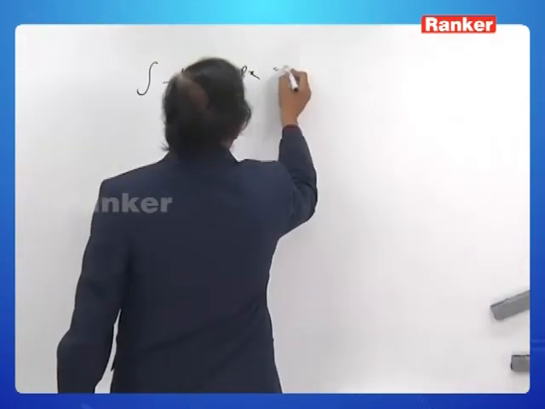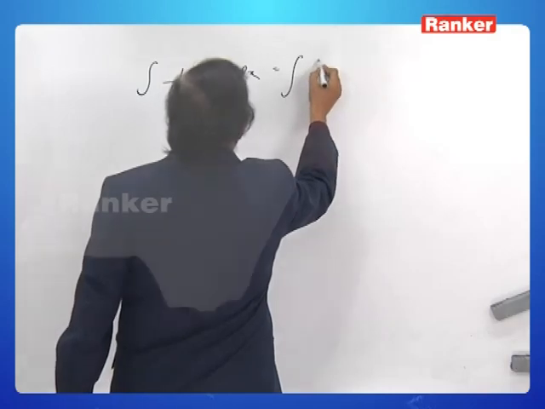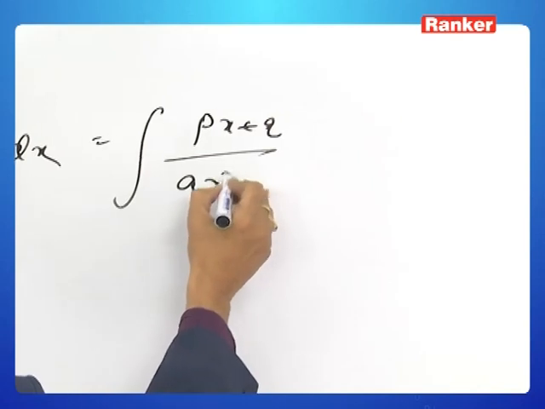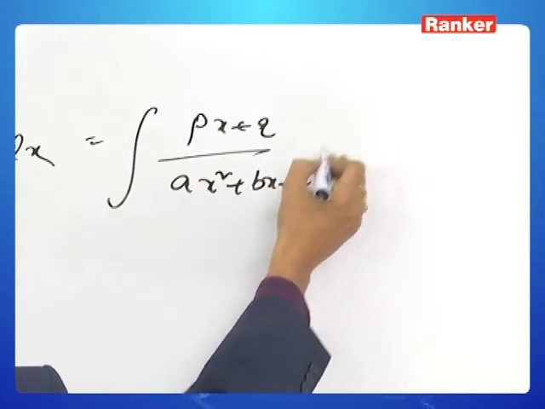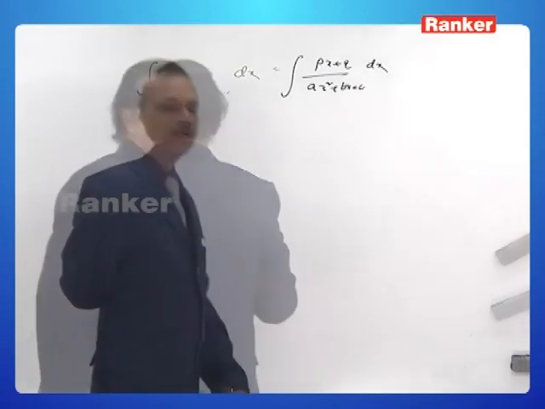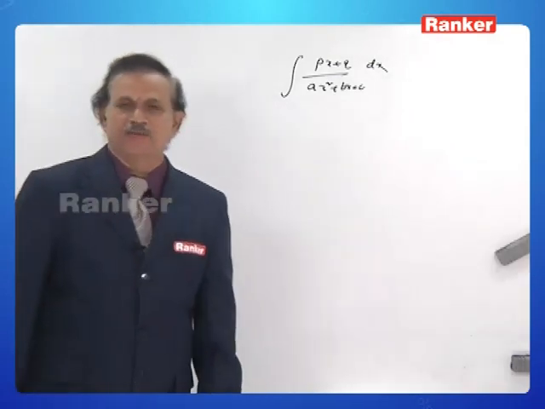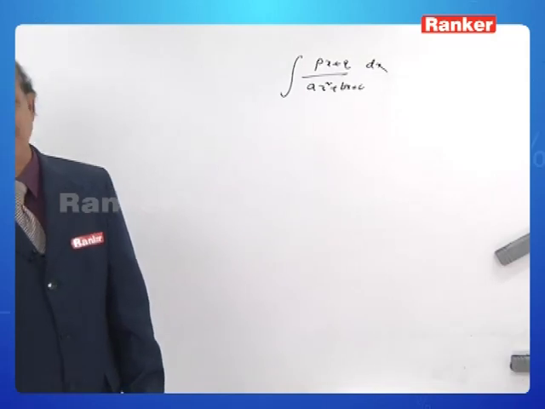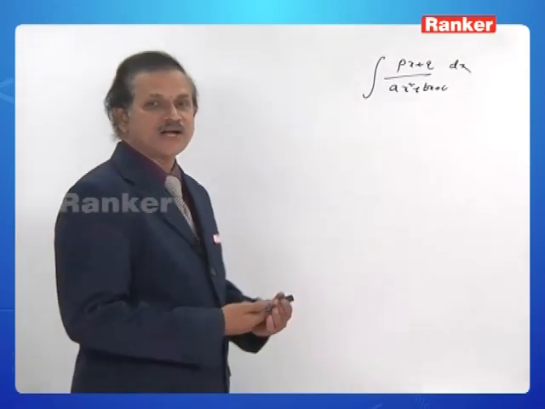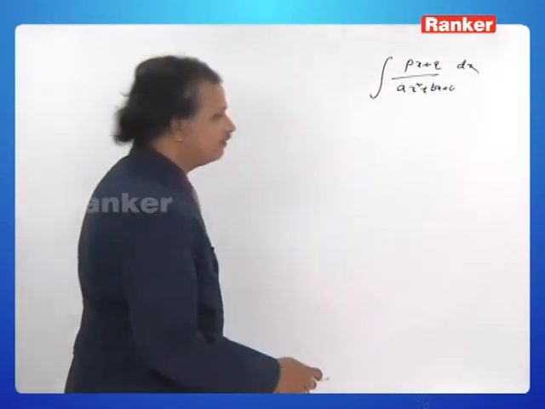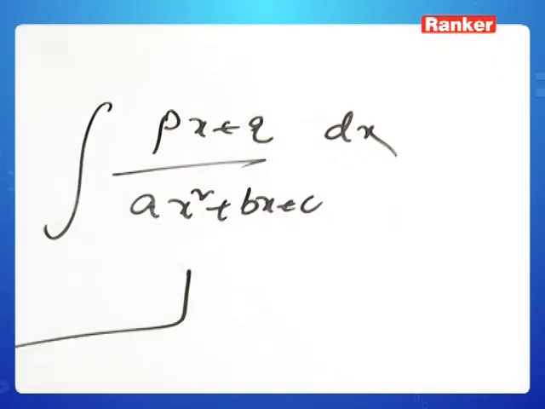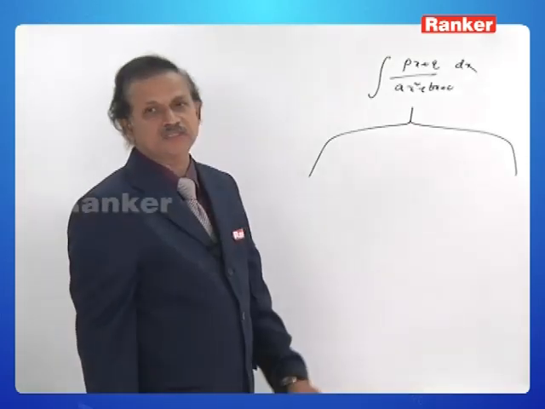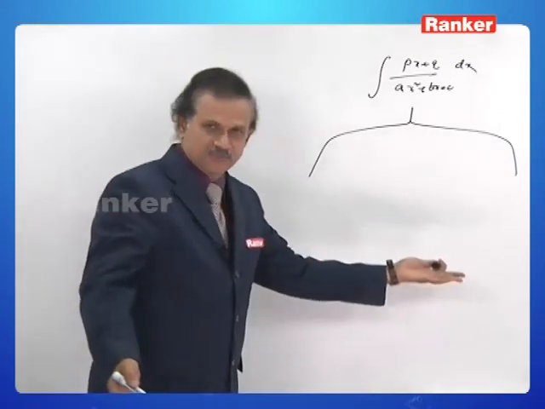Well done. Now, px plus q by ax square plus bx plus c. This is the next model we are now going to deal with. So what is the specialty here? The numerator contains a first degree expression and the denominator contains a second degree expression. Again, from this, two cases will arise. What are the two cases? Ax square plus bx plus c is reducible. Ax square plus bx plus c is irreducible.